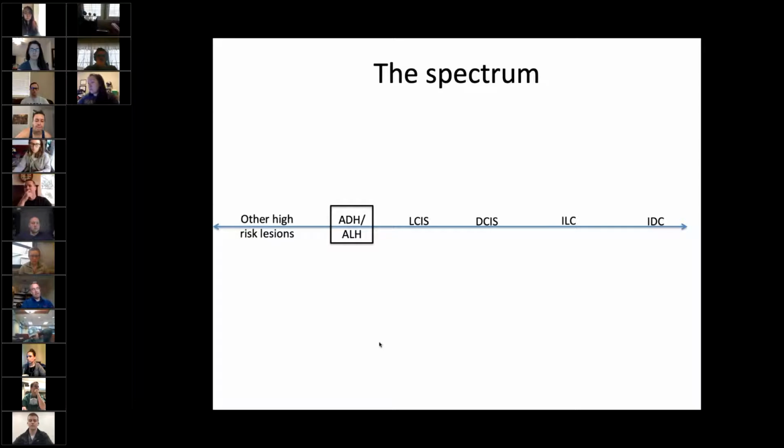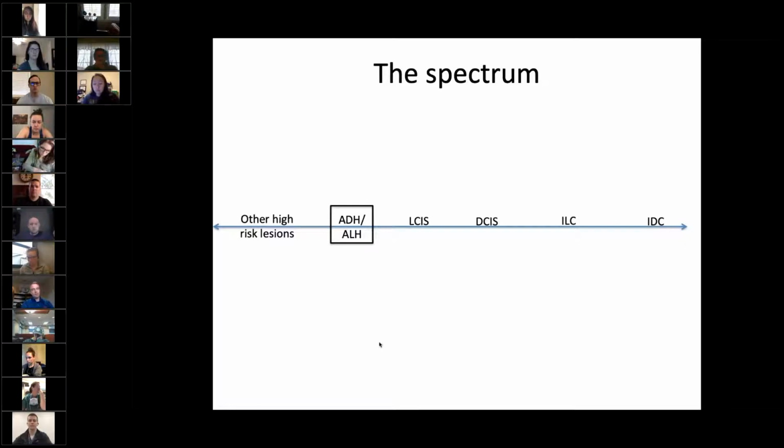Why are you taking them out? Because of the concordance, the associated malignancy, the upgrade rate of greater than 10%. Probably. Yeah, good. So the upgrade rate is probably somewhere around 20%. And that's an easy number to remember for all these things. So ADH is going to be DCIS 20% of the time. DCIS is actually going to be cancer 20% of the time.